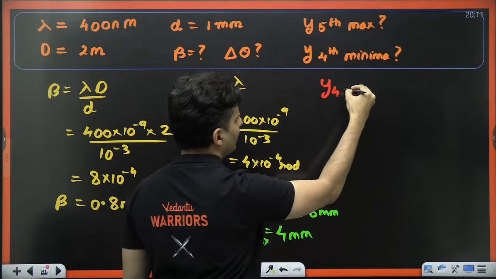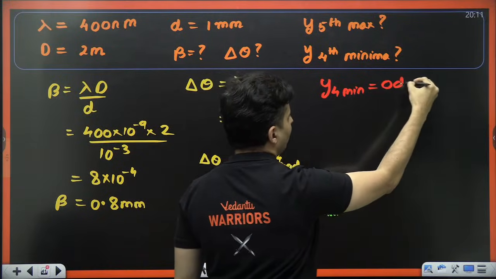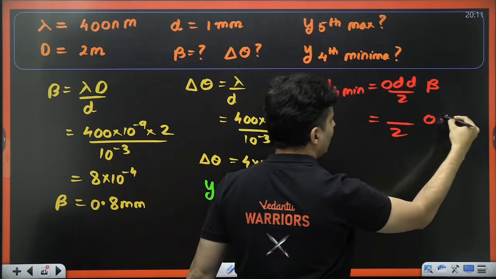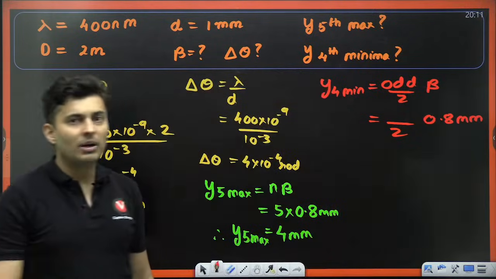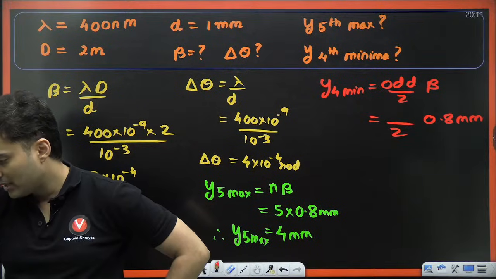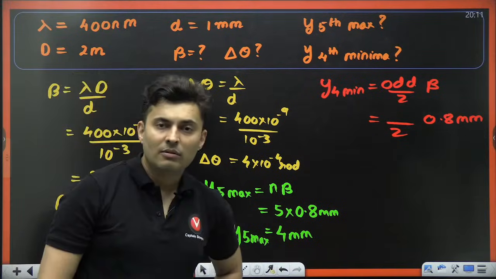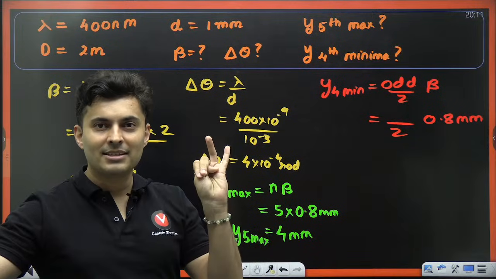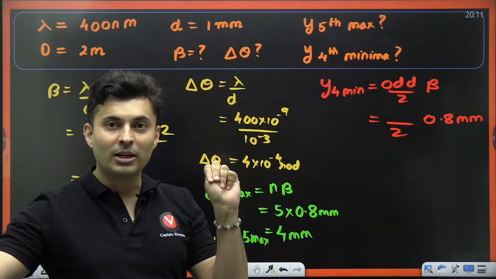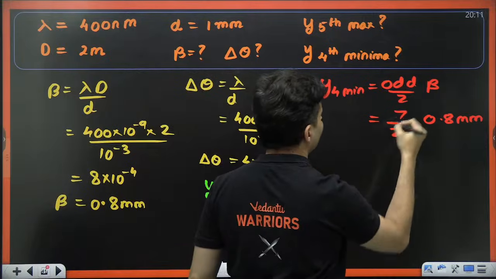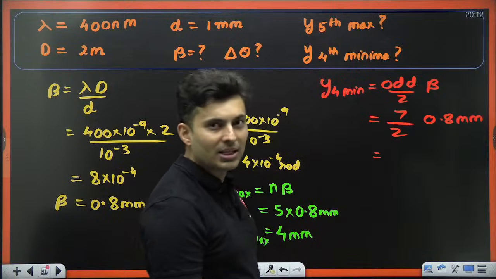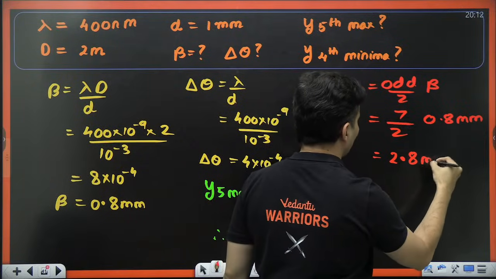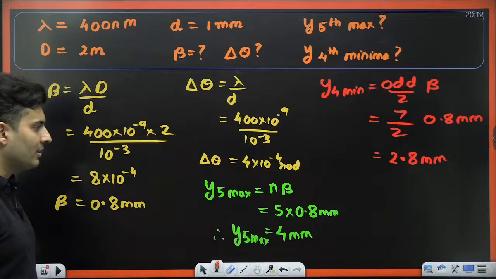Similarly, for the fourth minima, I should use the formula odd number by 2 times beta. Now, what is that beta? We just got it, it was 0.8 millimeters. Which odd number will you put? Think about it. Fourth odd number. 1 is the first odd number, 3 is the second, 5 is the third, and the fourth odd number is 7. So the number you will put over here is 7. So 0.8 by 2 is 0.4. 7 fours are 28. So it will be nothing but 2.8 millimeters.